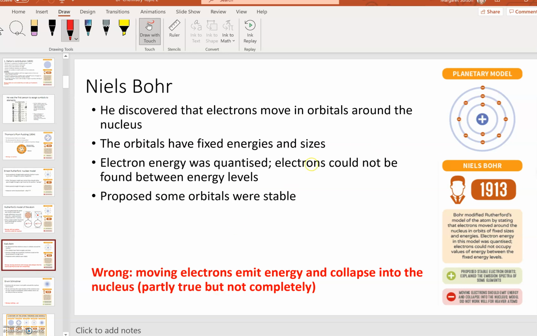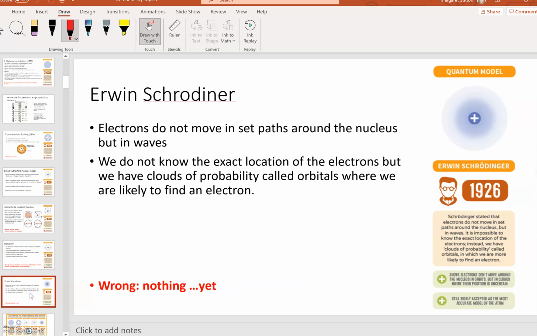So we now know there's a bit more of an advanced view, the quantum model, I guess you could say, by Erwin Schrödinger. And what this one does is basically that electrons do not move in set paths around the nucleus, but they move in a wave-like structure. We don't know the exact locations of electrons, but there are clouds where we're likely to find an electron, known as orbitals.